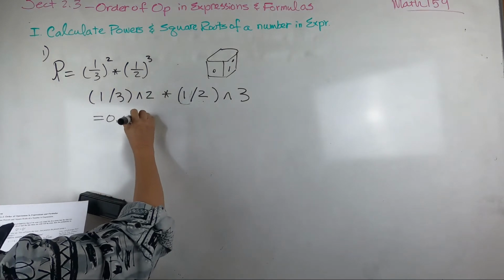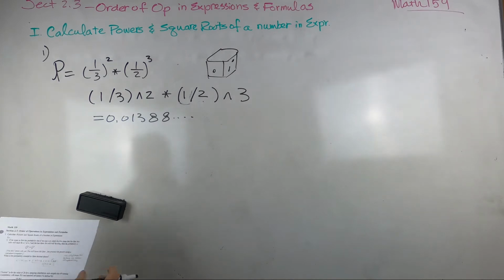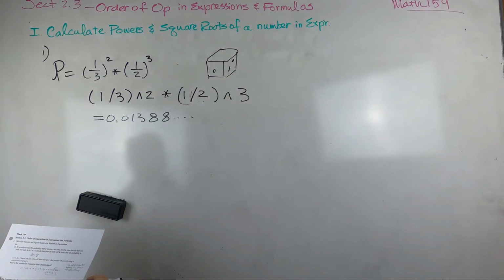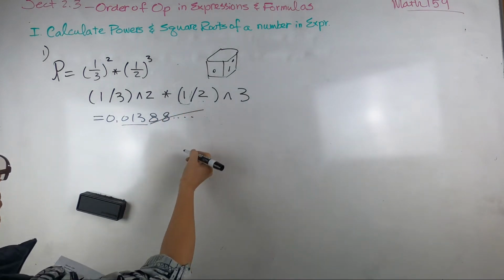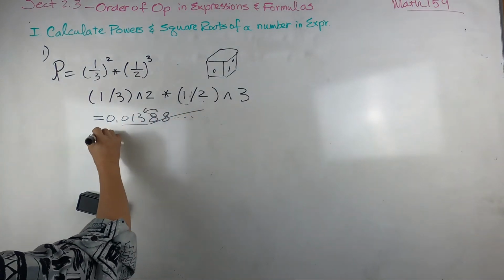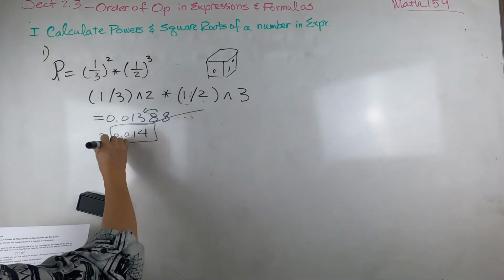Definitely you need to practice yourself with calculators. Okay, then how many decimal places did we want? 3. 1, 2, 3. You don't want the rest of them, then you round up. So the answer should be 0.014, right?